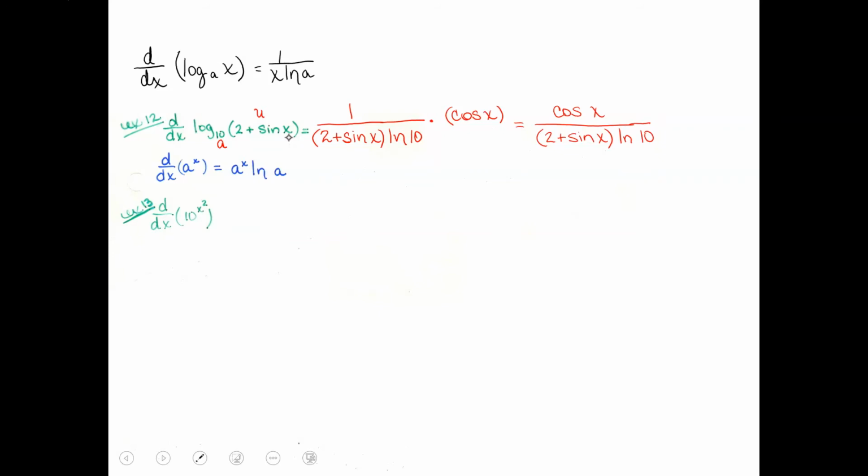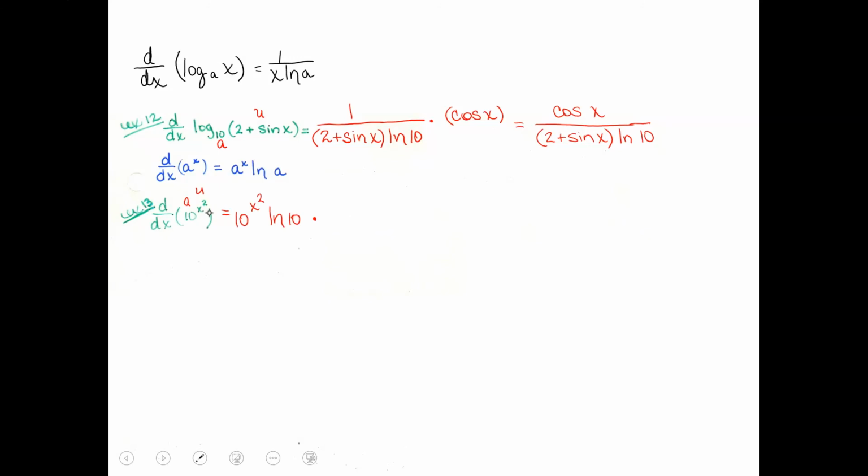All right, what if we wanted to take the derivative of an exponential that was not the natural exponential? So it wasn't e to the x, it was a to the x. All right, then that's going to be a to the x ln a. And again, if this is a quantity, I'm going to use chain rule. So if it was a to the u, that would be a to the u ln a times the derivative of u. So if you look at our problem, a is 10 and u is x squared.